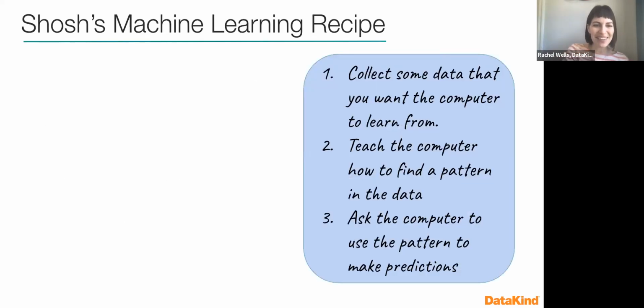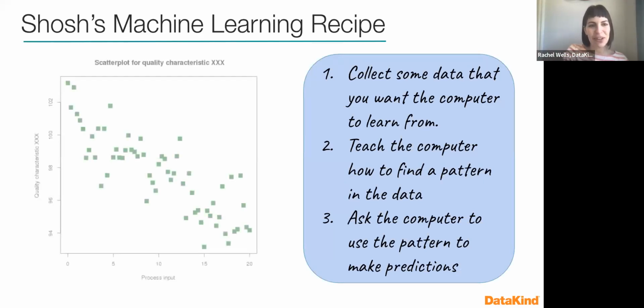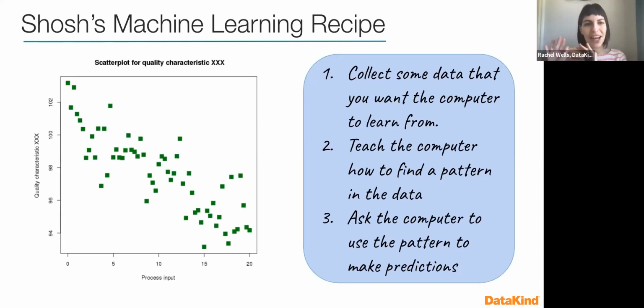So how do we get started with machine learning? What does that look like? This is a really simple 3-step recipe. And the first step is to collect some data that you want the computer to learn from. So here's an example of some data, a simple scatter plot. Most of the time it's not two-dimensional, but just for explanatory purposes, the data is distributed across this graph.